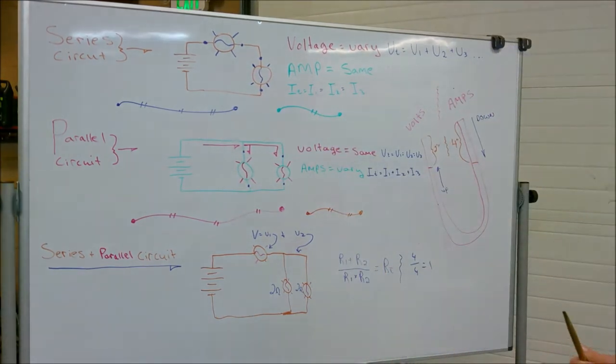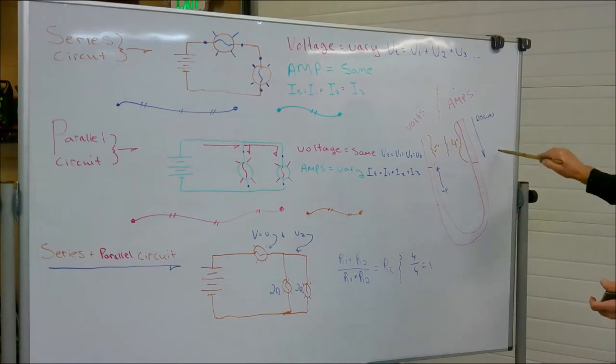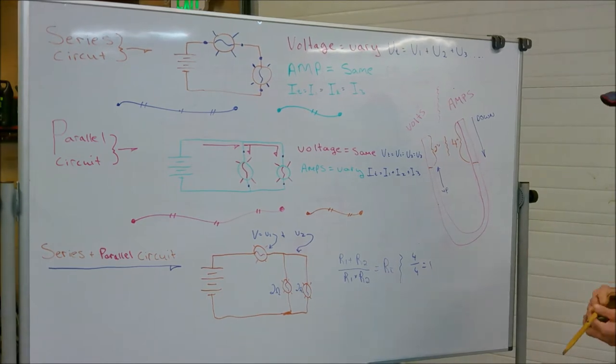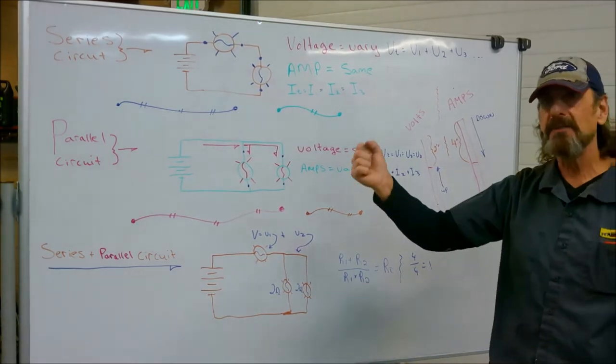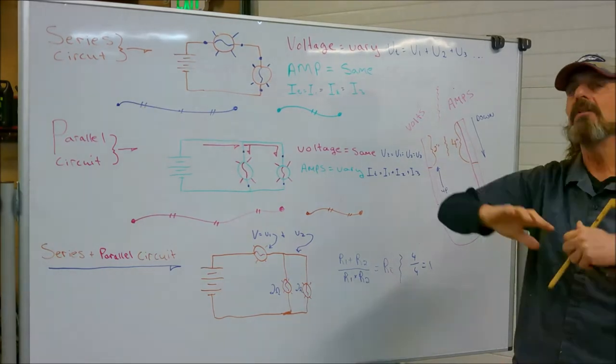Copy this down, take a look at it, and remember, there's another thing that you need to know: when voltage goes up, amperage goes down. When amperage goes up, voltage goes down. Think about an air pipe. I have 100 pounds of pressure in a hose. I take a hatchet, I chop the hose in half, and all the air comes out.